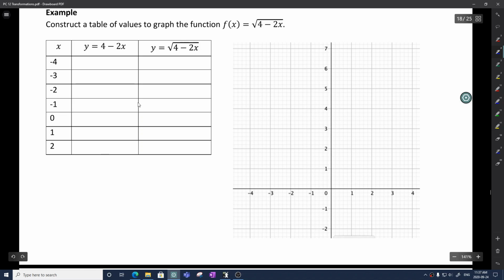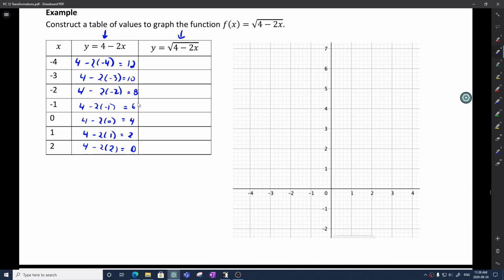So what am I going to do? Maybe, just maybe, I'm going to graph this first and then this. Given these x values, let's calculate these y values. I'll give us some time to fill it in.